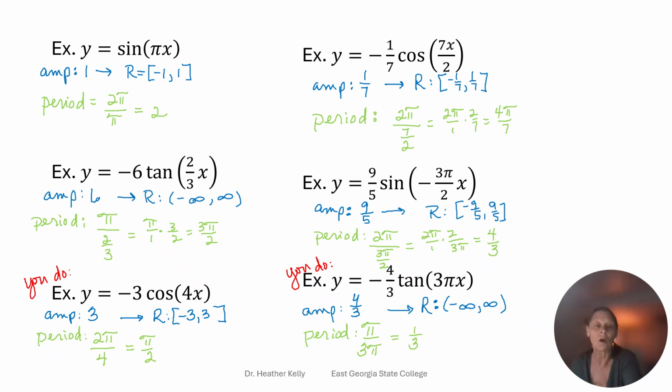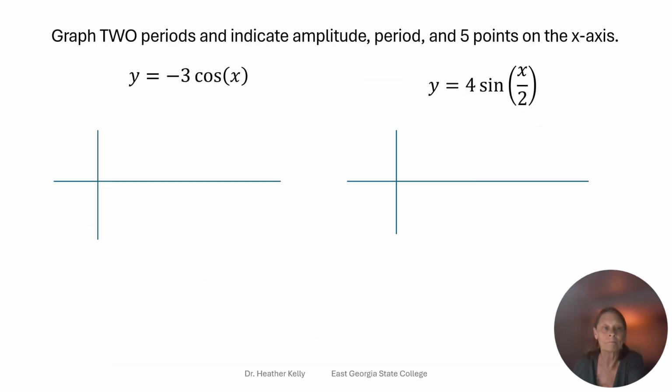Okay. All right, so let's actually graph, not just talk about it. The directions here are to graph 2 periods. Rarely do you only graph 1 period. You usually are asked to graph 2 periods. You want to indicate the amplitude and the size of the period and note 5 points on the x-axis. More points is good, at least 5 points.